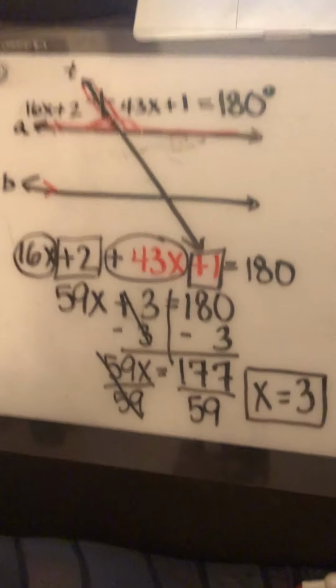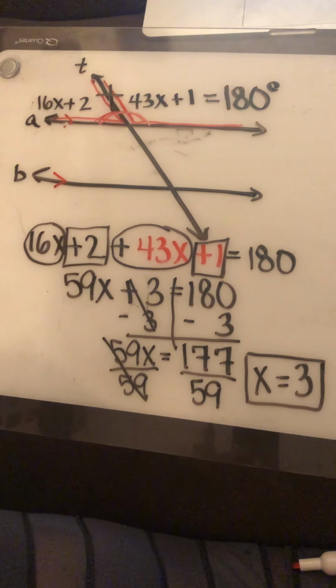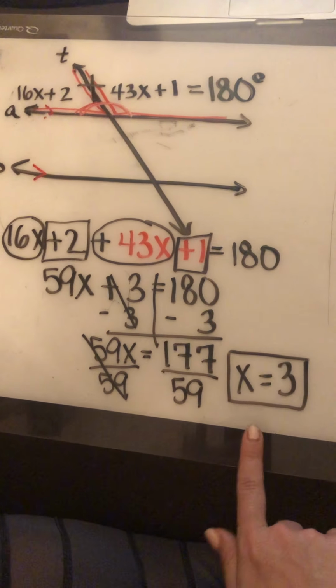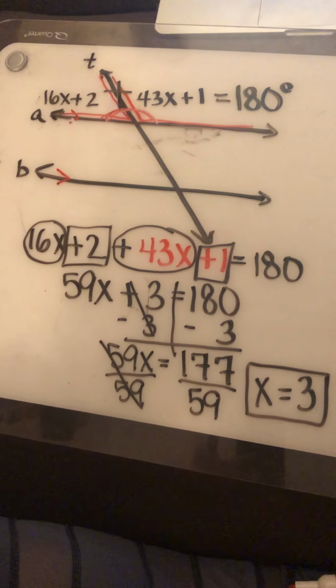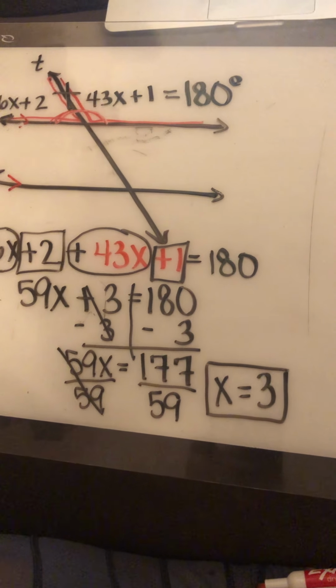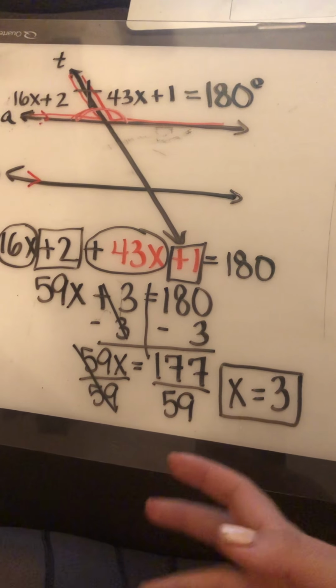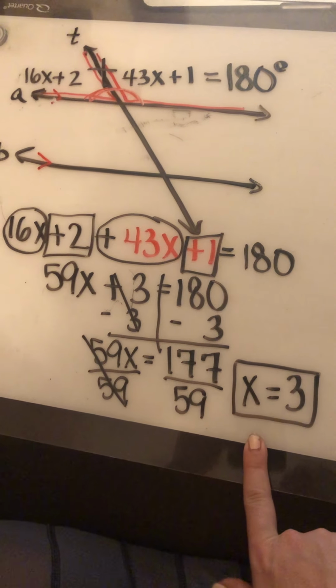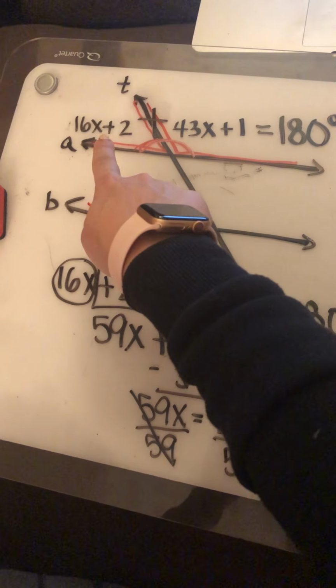Okay, so on your exit slip today, you're going to be given a diagram like this. The first question is going to say solve for x. So if this was our first question, we would say, okay, x equals 3. The second question is going to be the same diagram, but instead of asking for x, now they're going to ask you to solve for the angle measure.